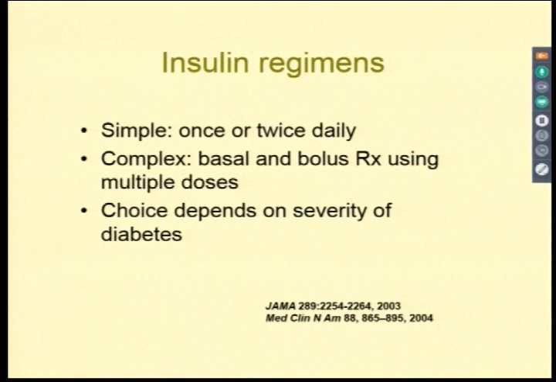I'm sure the cost is high. So insulin regimens can be simple, once or twice a day for people with mild type 2. Complex can be a basal and bolus program like you would for type 1, if there's not enough insulin being made in severe type 2 or type 1. So it depends on the severity of the diabetes.